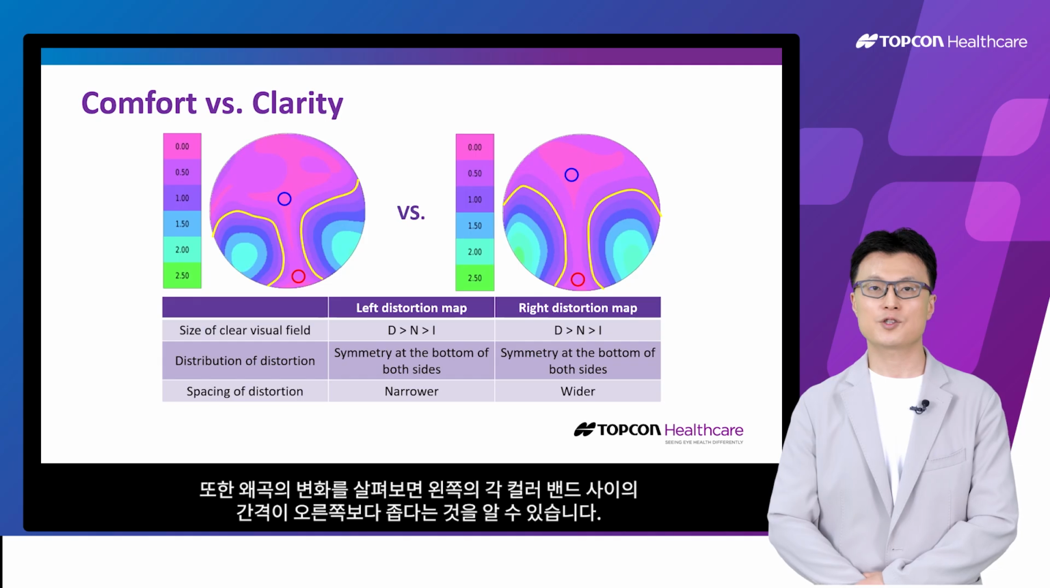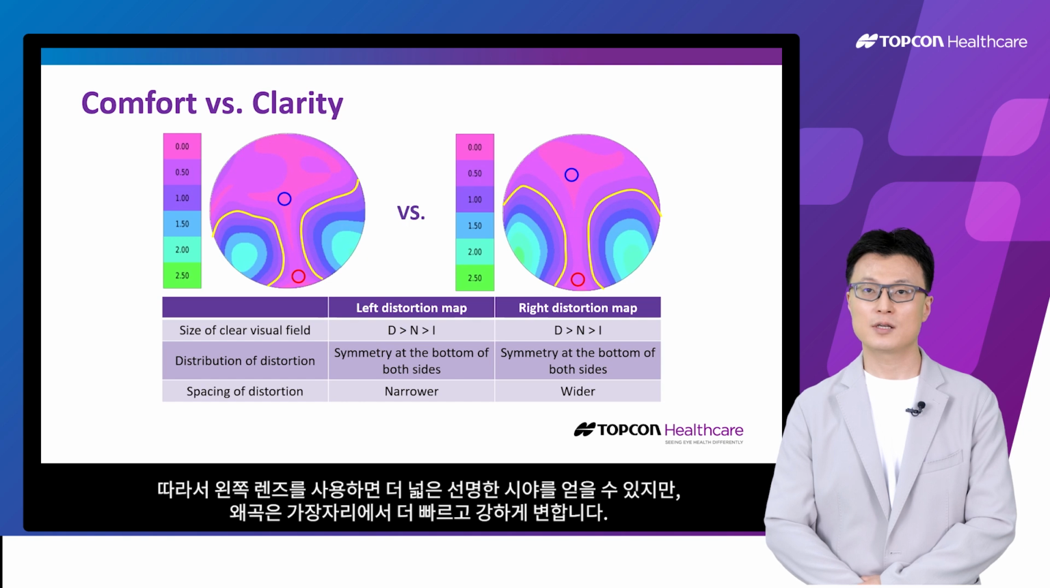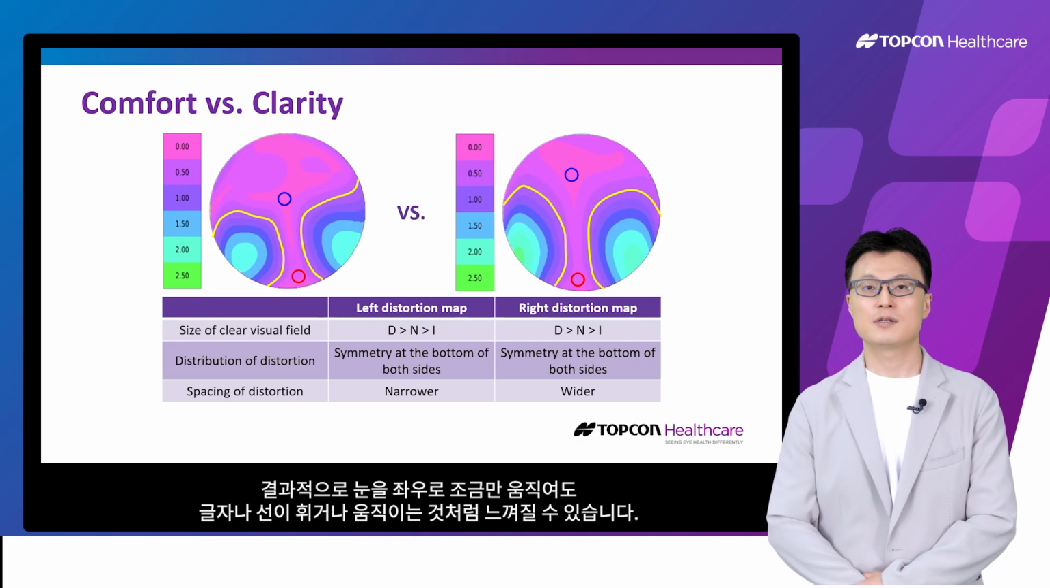Additionally, when you look at the changes in distortion, you can see that the spacing between each color map is narrower on the left than the right. So, with the left lens, you can get a wider sharp field of view, but the distortion changes more quickly and intensely around the edges. As a result, just a small movement of your eyes to the left or right might make you feel like letters or lines are bending or shifting.